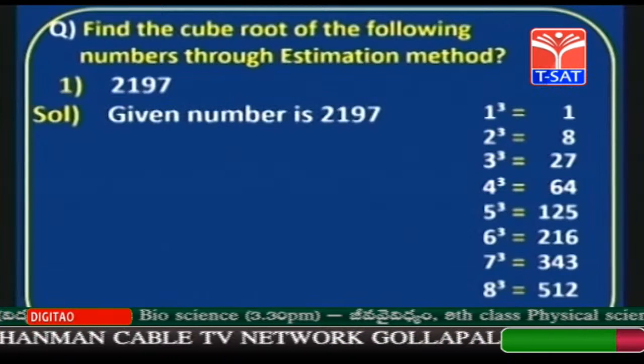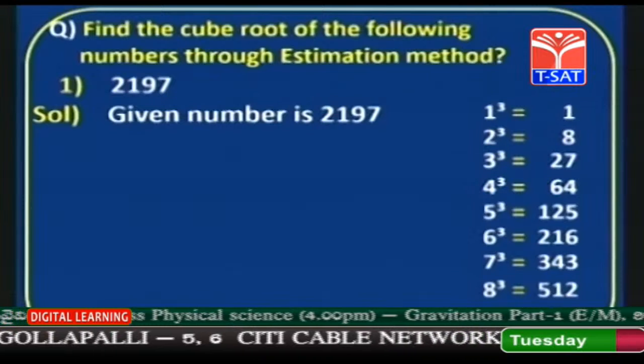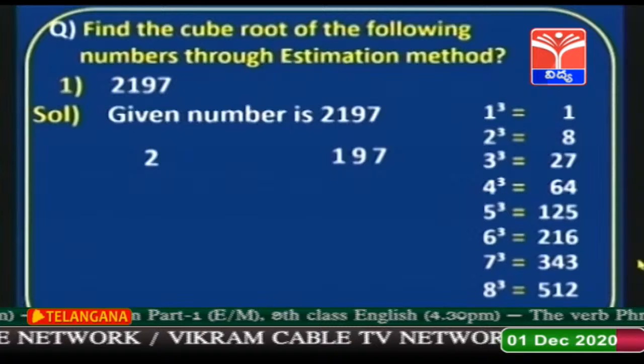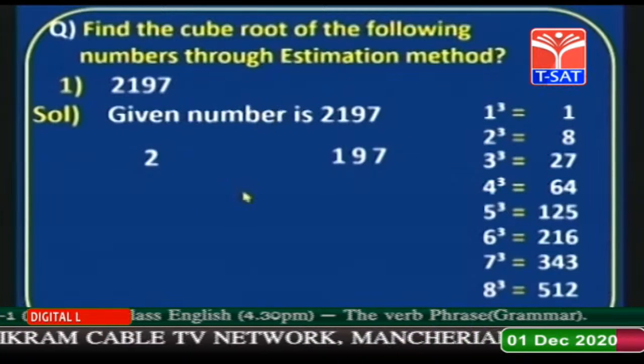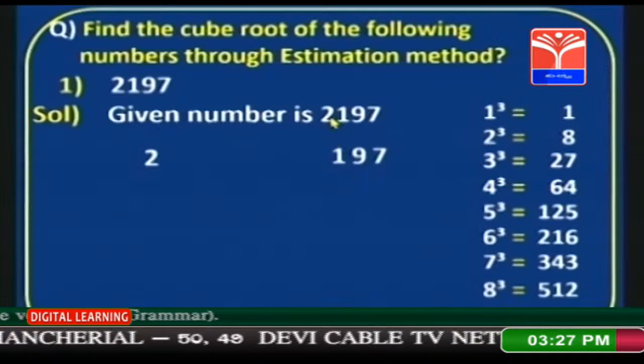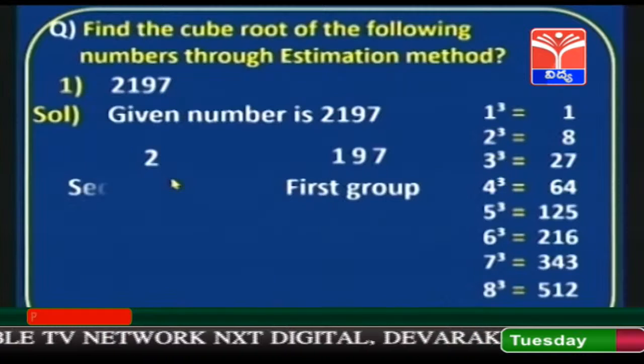Yes, it is 2197. What is the first step that you have to follow? You have to make two groups. How do you make the groups? From the right side to the left side, you make a group of 3 digits. So the first 3 digits are in the first group, the second 1 digit in the second group. So this is the first group, this is the second group.